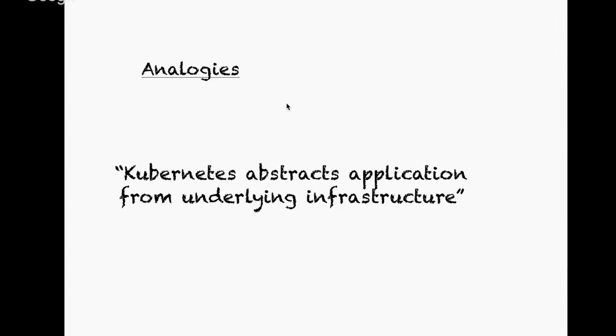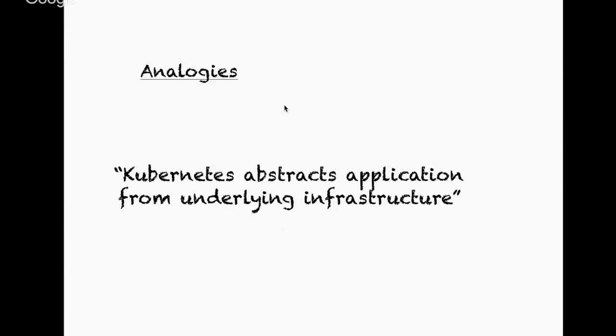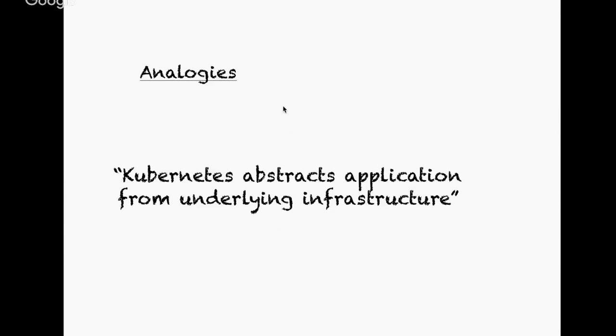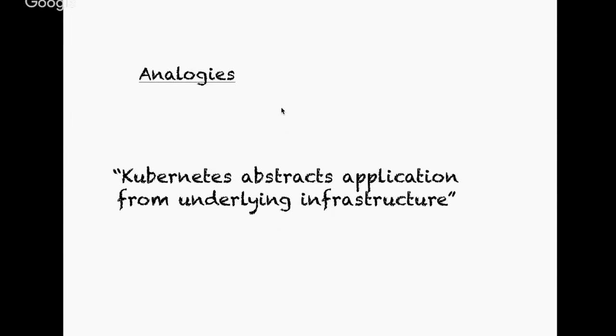You can compare with the pets versus cattle analogy, where you can treat your machines as cattle instead of pets. So if something goes wrong with your machine, you don't need to worry about fixing that machine. Instead, you can put a new one and get rid of the problem-causing machine, right? That is what I meant by Kubernetes abstracts your application from the underlying infrastructure.